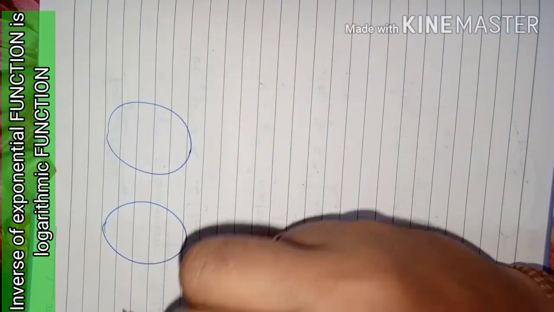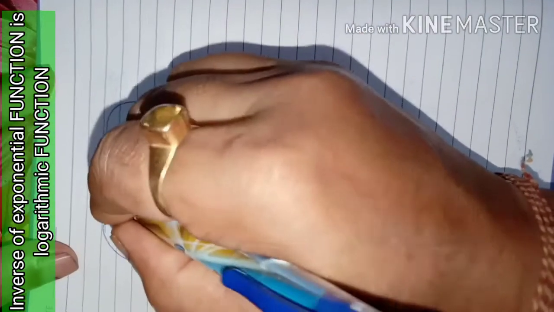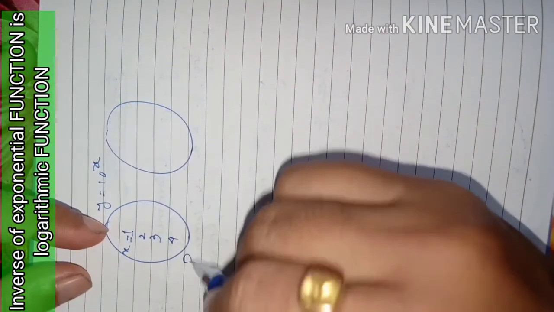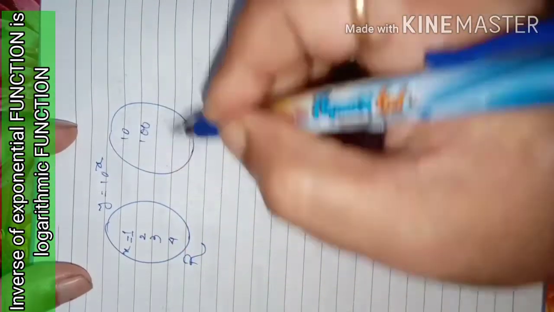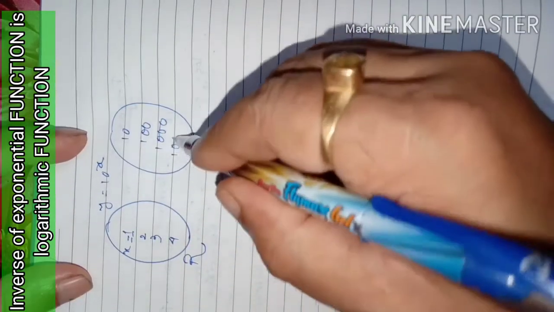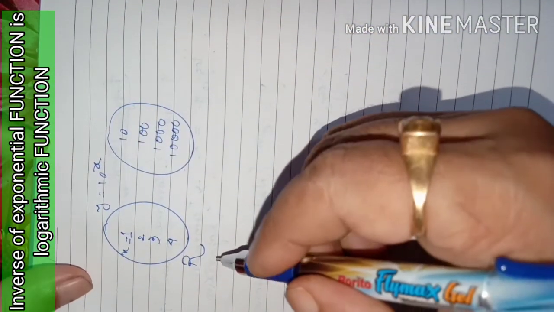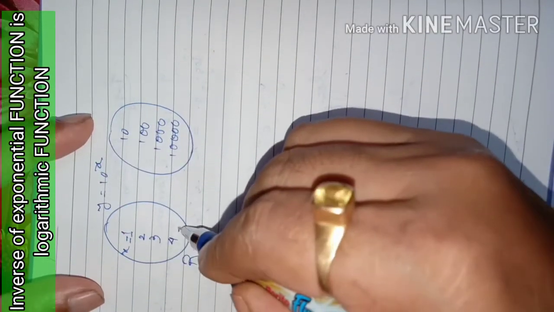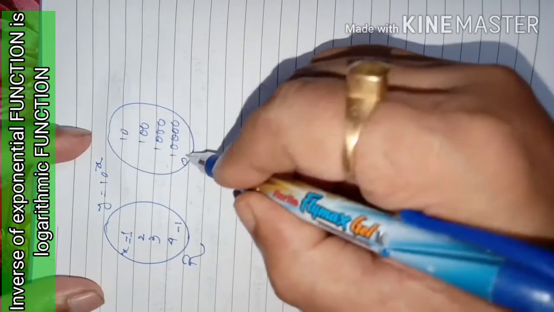To understand it in a little better way, I am giving you one example. Suppose you have some numbers here, say 1, 2, 3, 4 and so on, and your function is y equal to 10 to the power of x. These are values of x, real numbers. If you take 1 here, it will be 10. If you take 2, it will be 100. If you take 3, it will be 1000. If you take 4, it will be 10,000. Now suppose you take minus 1; then 10 to the power minus 1 is 0.1.